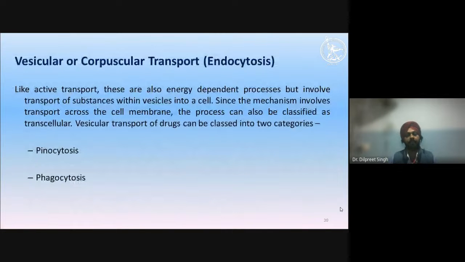And when we talk about the subdivision of the paracellular transport, there is a phenomenon called endocytosis. Like active transport, there are many energy dependent processes that involve the transport of the substance within the vesicle into a cell. Since the mechanism involves the transport across the cell membrane, the process can be classified as transcellular, paracellular, pinocytosis, or phagocytosis.